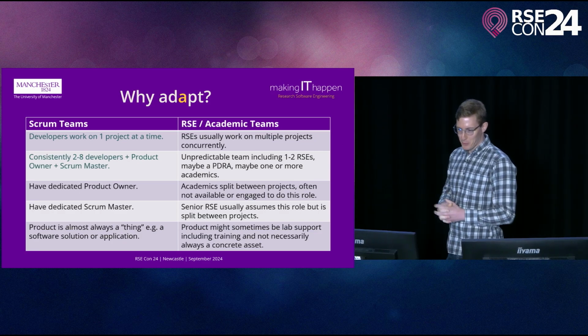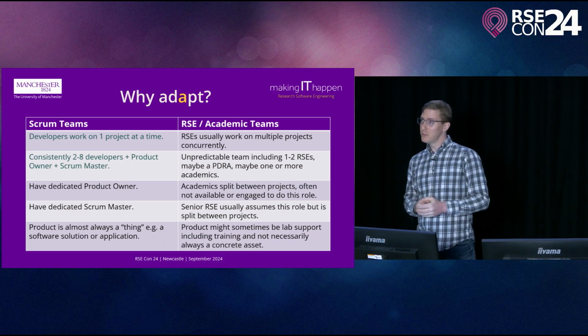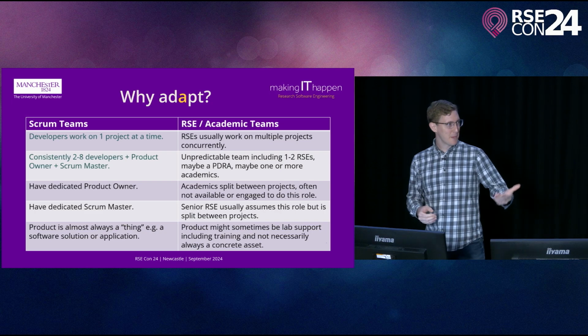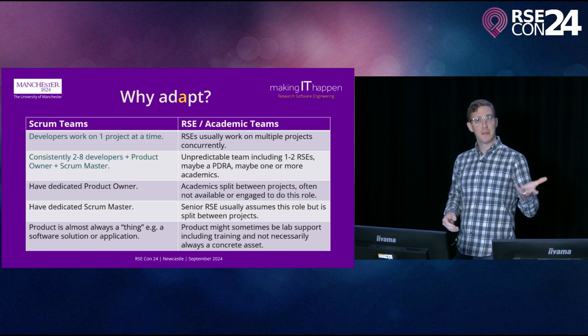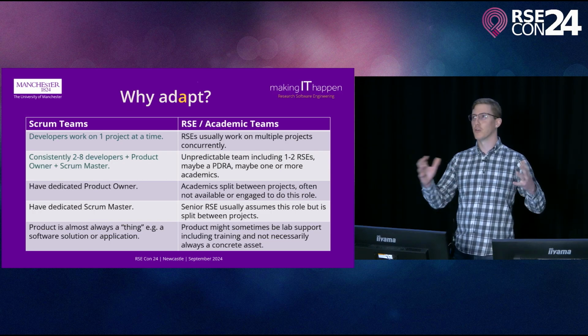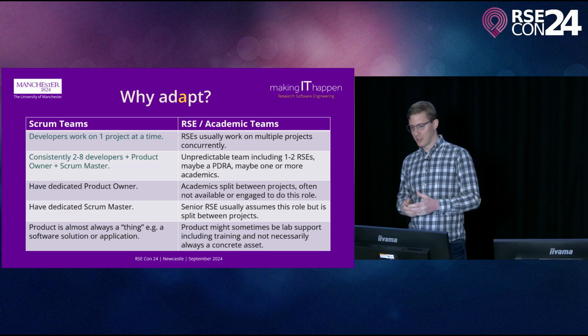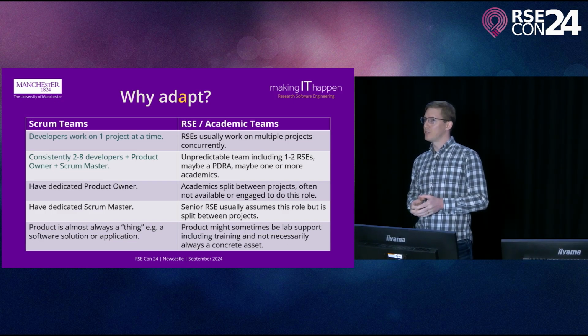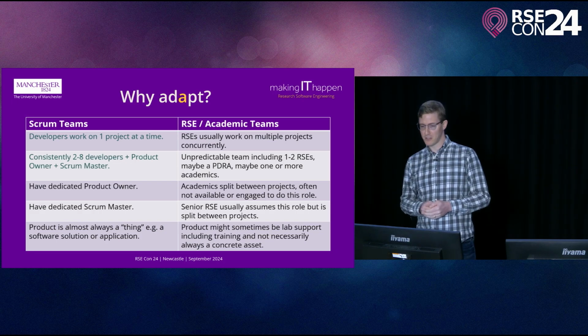So developers largely work on one project. You consistently have all the roles filled. You have dedicated people who are product owners, dedicated people who are Scrum Masters, etc. And what you're building invariably is a thing. You're trying to build a software solution or an asset or something. But if you look at the right-hand side, this is actually the common experience for a lot of research software engineering projects.